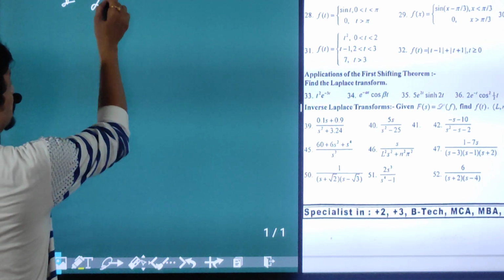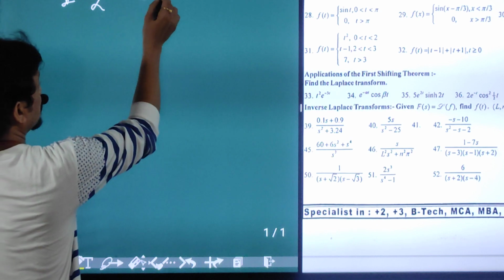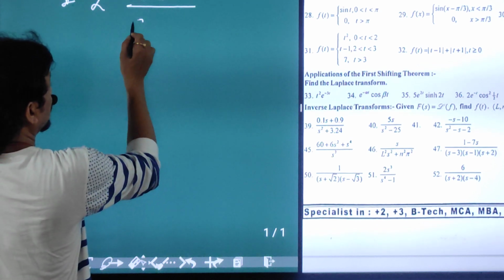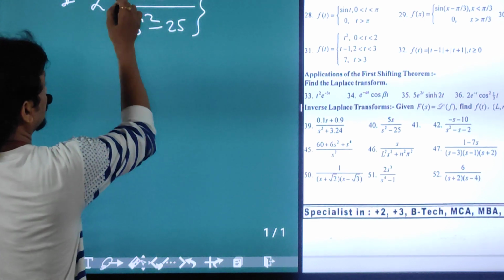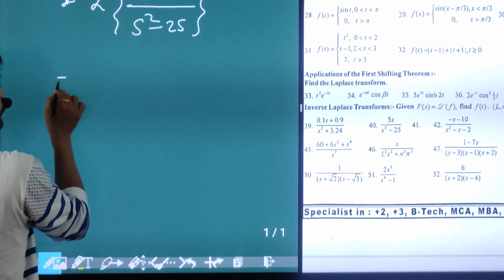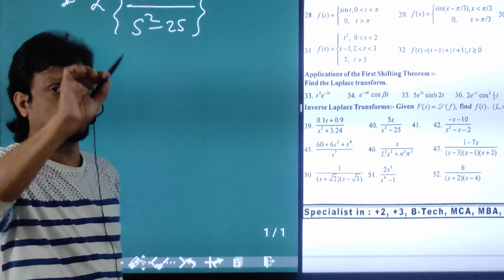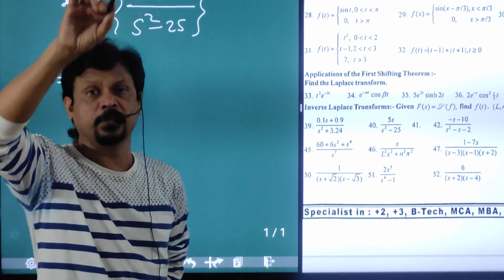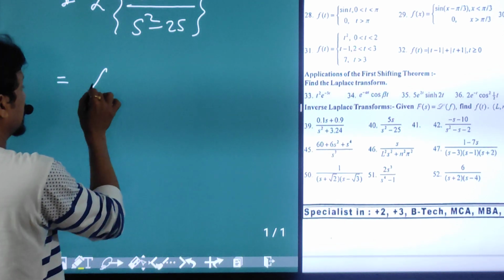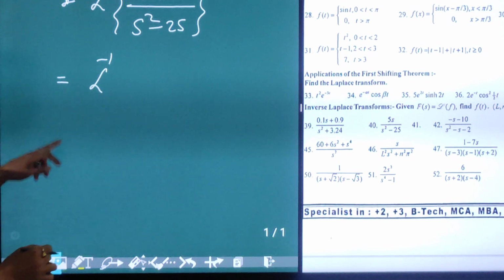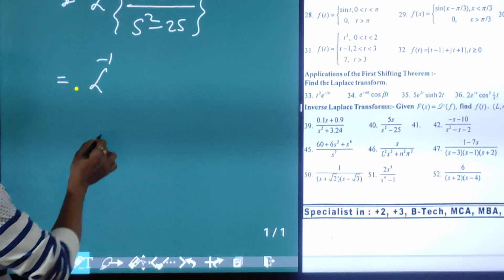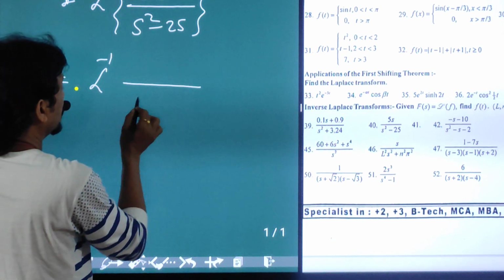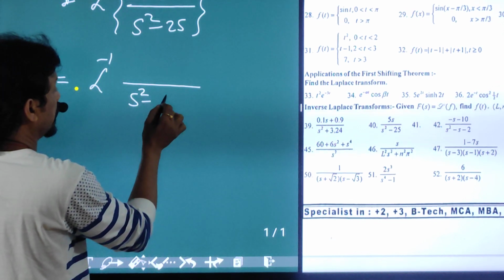Laplace inverse of 5s divided by s square minus 25. But you should move from denominator. Don't move from numerator to denominator. You should move from denominator to numerator. That means Laplace inverse always gives some space before Laplace inverse. So first write the denominator. It is s square minus 5 square.